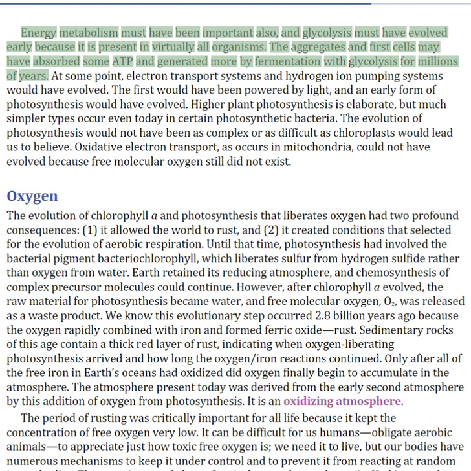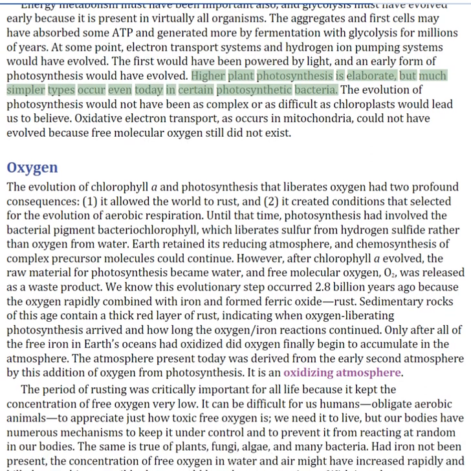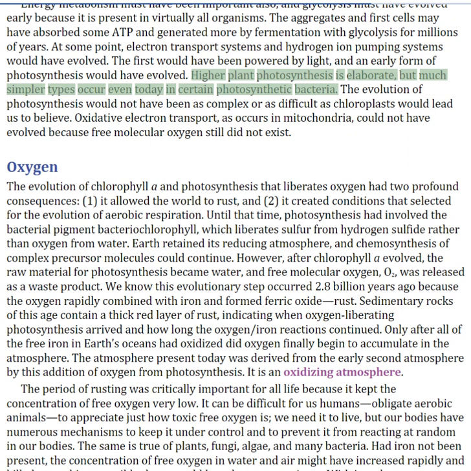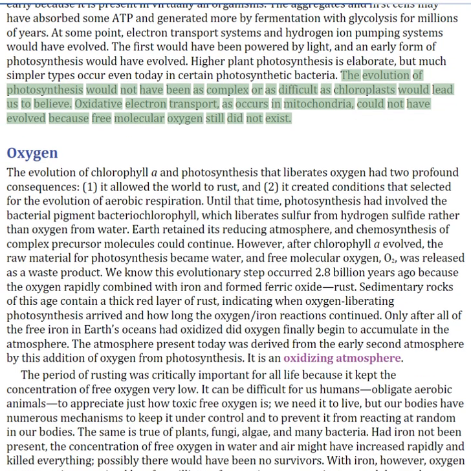At some point, electron transport systems and hydrogen ion pumping systems would have evolved. The first would have been powered by light, and an early form of photosynthesis would have evolved. Higher plant photosynthesis is elaborate, but much simpler types occur even today in certain photosynthetic bacteria. The evolution of photosynthesis would not have been as complex or as difficult as chloroplasts would lead us to believe. Oxidative electron transport, as occurs in mitochondria, could not have evolved because free molecular oxygen still did not exist.